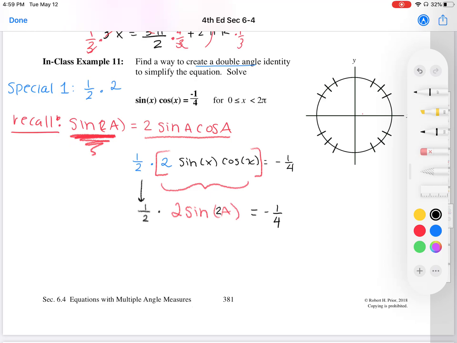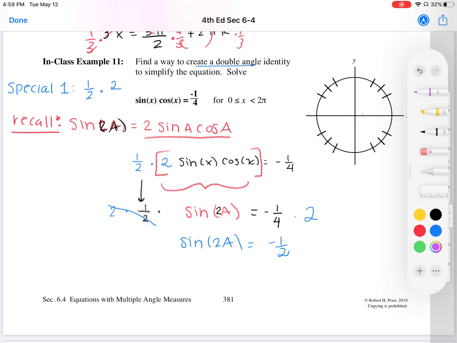Oh, and I forgot that too: it's 2a. There's no 2 in front of the sine. It's just sine of 2a, and you brought down the half. I want to get sine of 2a by itself, so let's multiply by 2 on both sides. So we have sine of 2a is equal to negative 1/2.